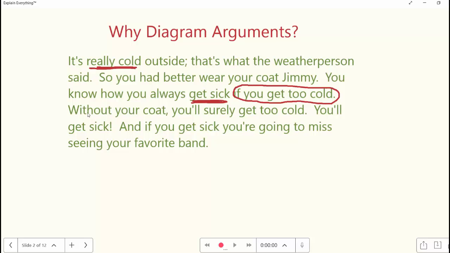Well, here's a way of preventing yourself from getting cold. Without your coat, you'll surely get too cold. So a coat can help prevent that. Right? We'll get too cold. When we get to this point where it says you'll get sick, there's an implicit part, which is you'll get sick without your coat. So that's really what we're conveying. It's kind of hard to pick up, but let's put a star by this.